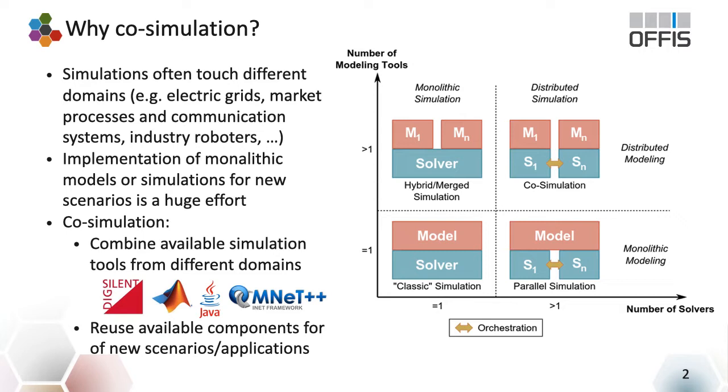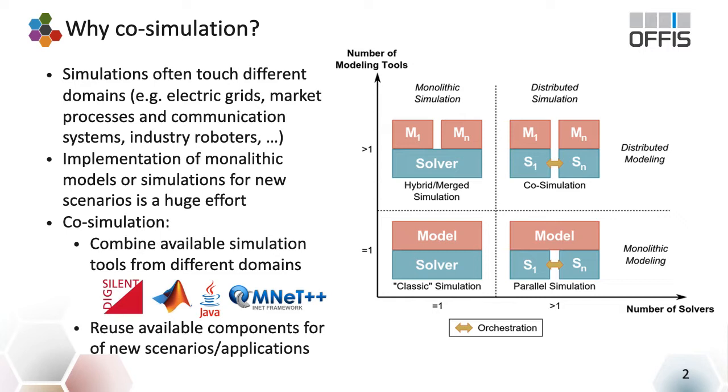Then there is a different way of handling simulations, where you have just one model, a single model for all the different parts of the system, but you are using different solvers for the calculations. This is often also spoken about in the topic of co-simulation, but this kind of modeling is more of a parallel simulation. So you speed up your simulation. You can use different compute nodes to do the calculations, but in essence you have just one model.